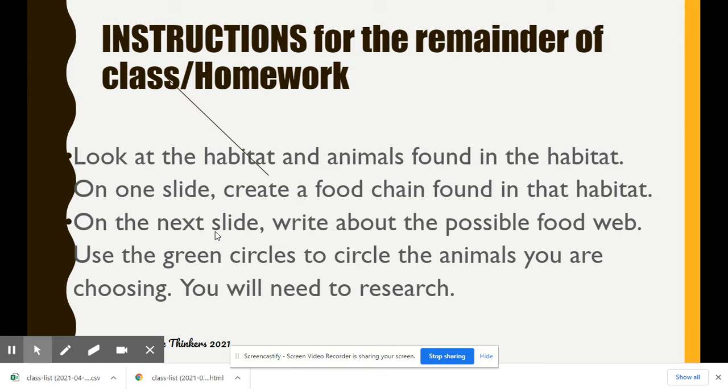You will see on the following slide a habitat and many animals found in this habitat. You are asked on one side, the one right after that habitat picture, to create a food chain that you specifically see or that would happen in that habitat. Then on the next slide, you are going to write a flowing paragraph, basically explaining the food chain diagram.